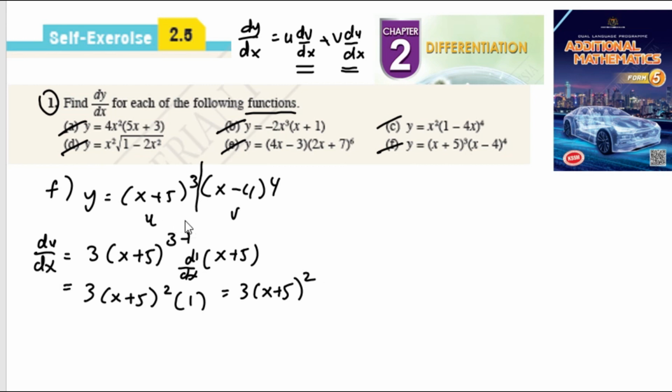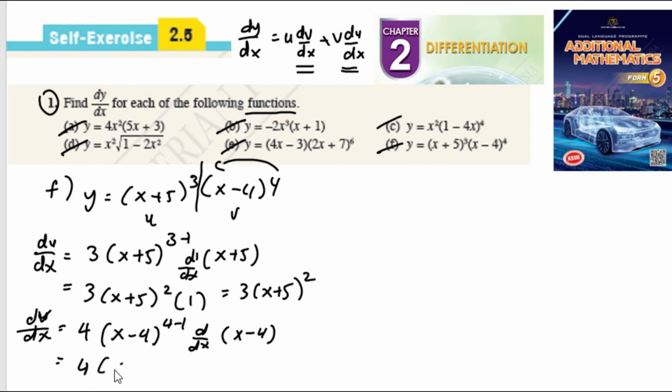So now you differentiate dv over dx. We know that this one is x minus 4 to the power of 4. So we bring the power forward. You get 4 here, so x minus 4. When you bring forward, you minus the power with 1, so 4 minus 1 is 3. And then you differentiate inside the bracket, which is x minus 4. When you differentiate x, you get 1 because x is equal to 1x. So here you get 4 times x minus 4 cubed.